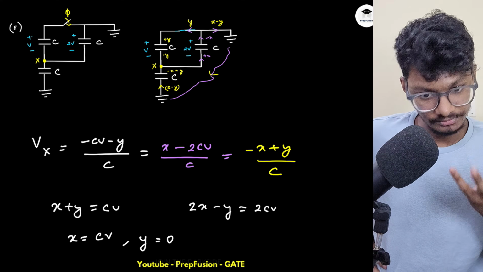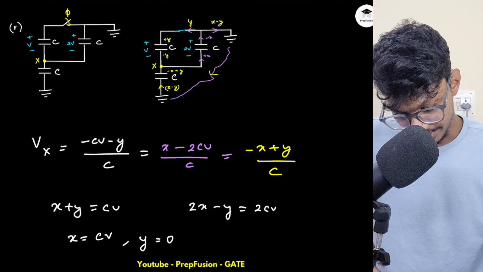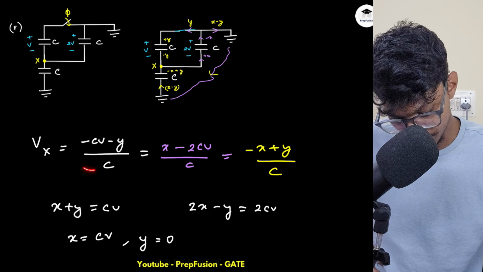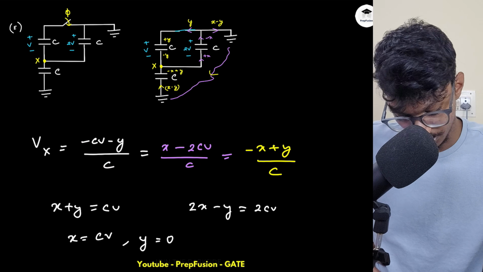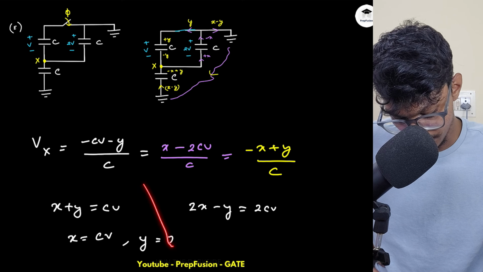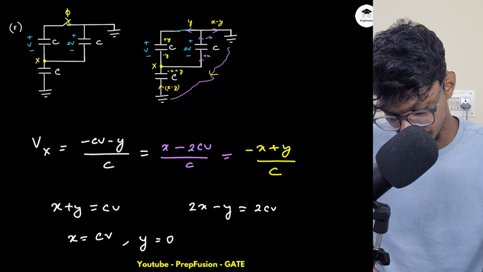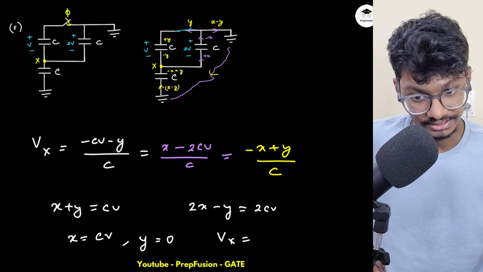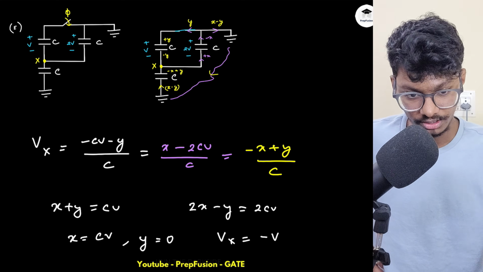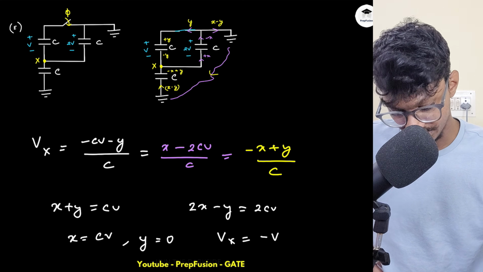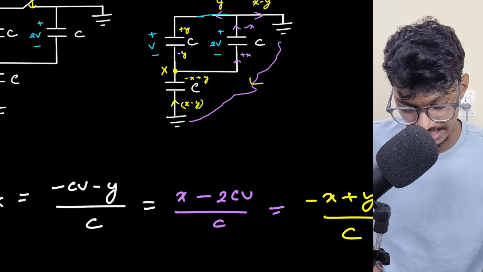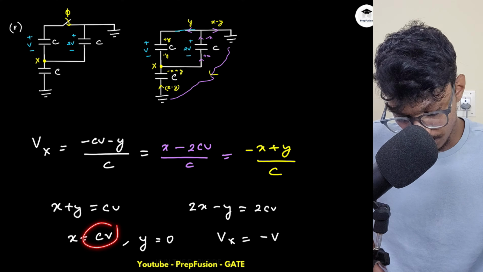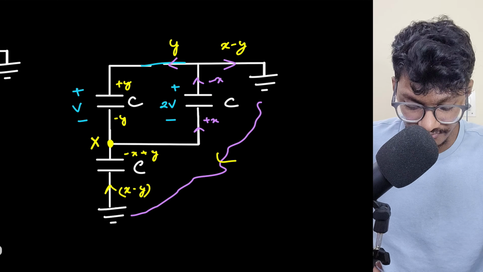So now what will happen? Now I can find out my potential Vx. So what is my potential Vx? Either way, you can find it from this equation, this equation, or this equation. Any equation you like, you can find it. So the easier one is here, because if I put Y equals 0 here, my Vx will come out to be minus CV by C, that is minus V. So my Vx will actually be minus V. So what is actually happening is that this capacitor is giving out V, like what is the delta V of this? V simply.